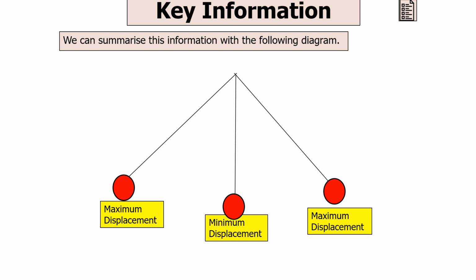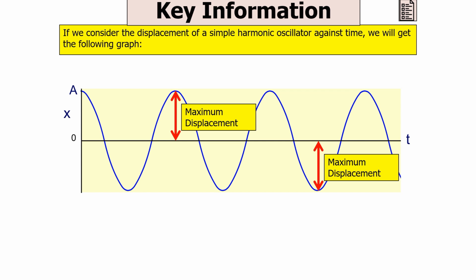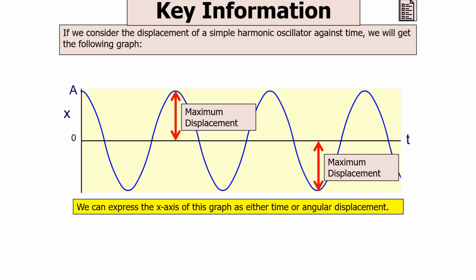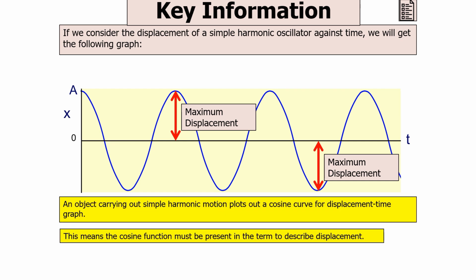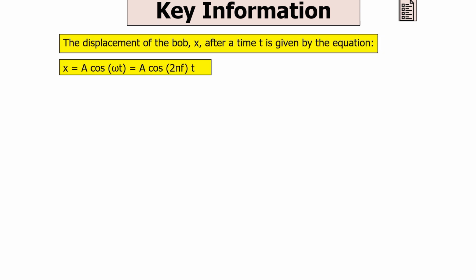Now, if we consider the displacement of a simple harmonic oscillator against time, we would get the following graph. Now we can express the x-axis of this graph as either time or angular displacement. Now because this is a cosine graph, it means that the cosine function must be present in the term to describe displacement. So what we would say is that the displacement of bob x after time t is given by the equation x is equal to A cos omega t, which is equal to A cos 2 pi f t.